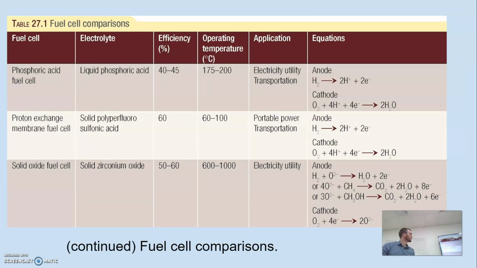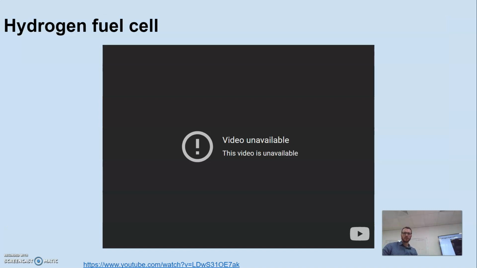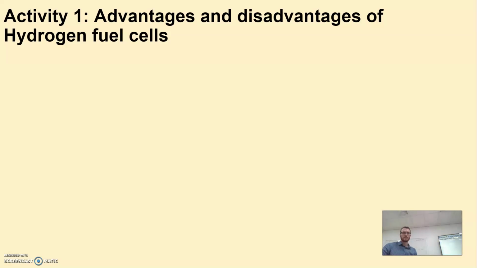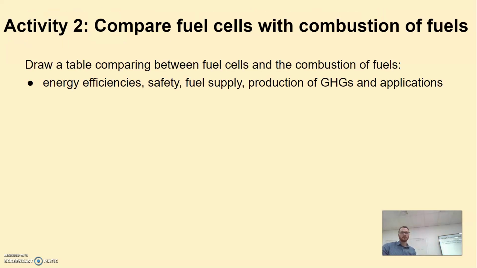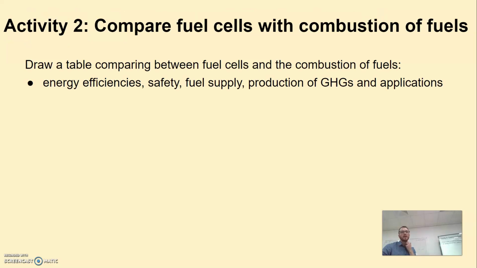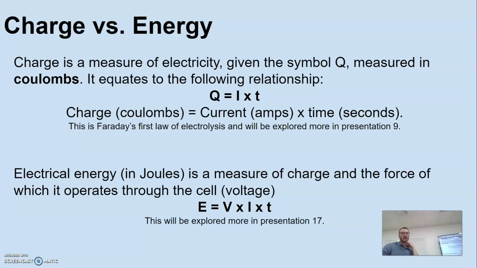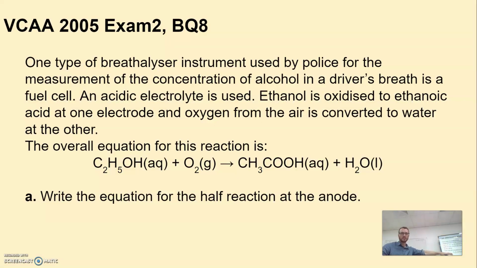Again, more examples, etc. This is all about hydrogen cells. What do you mean it's unavailable? Okay, all right, so it's unavailable. Here we go. I had a couple of activities I'll get you to do, and we'll come back to that. Comparing fuel cells with combustion, comparing fuel cells with galvanic cells. We're going to draw up. Don't worry about this too much. Just ignore that. We'll come back to that.